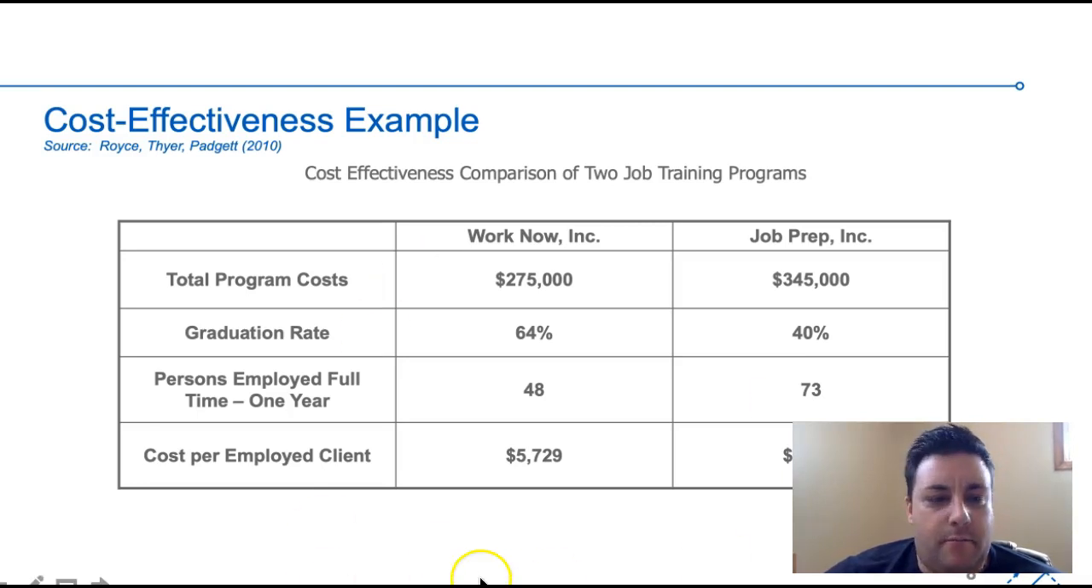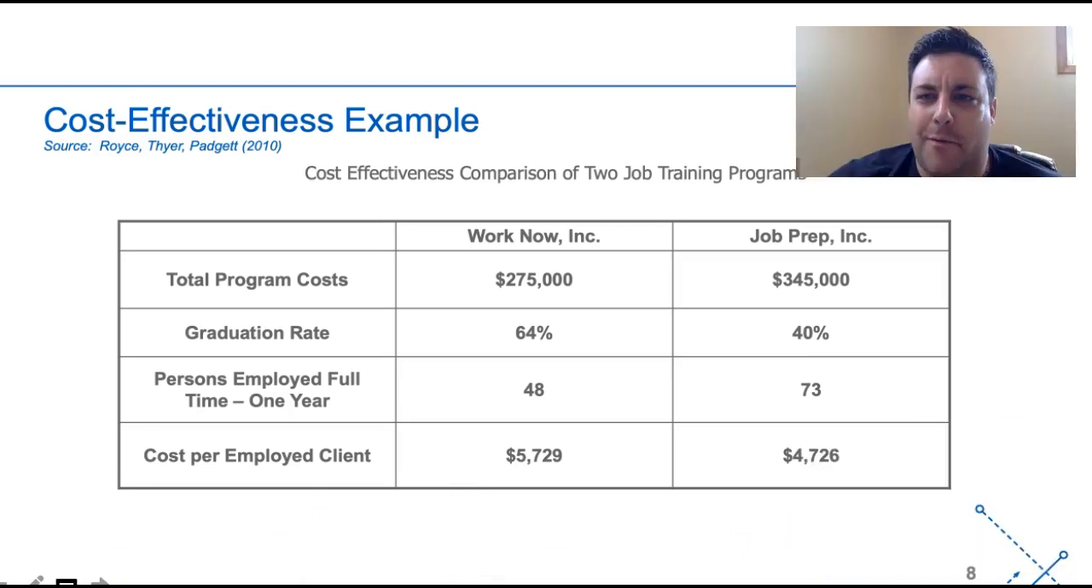Now let me see if I can move my screen real quick. Okay, I'll put myself up in the corner here so that the table on the slide is visible. So what this table tells us is the total program costs, the graduation rate, and the number of people employed full-time after a year for both Work Now and Job Prep. There are two parallel columns, one for each of these programs.